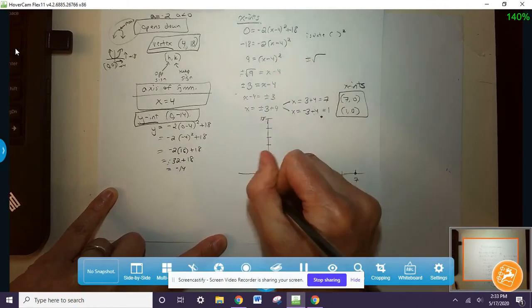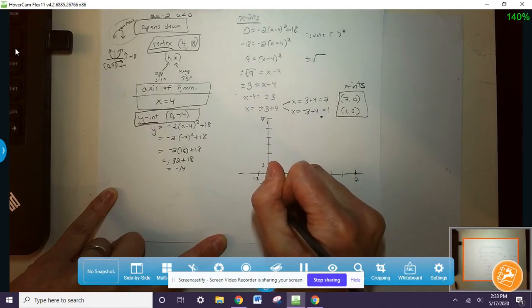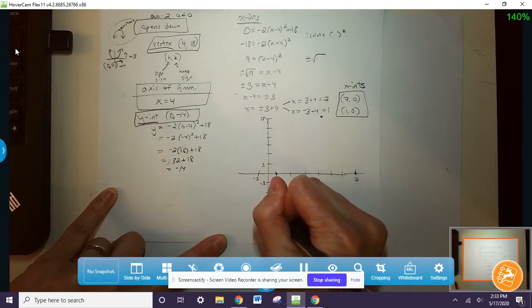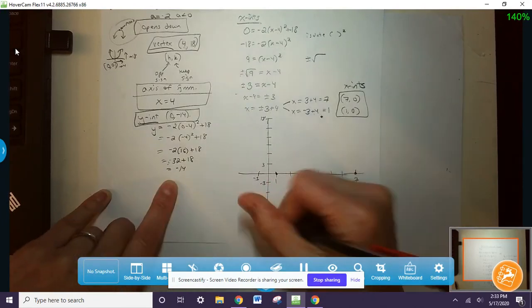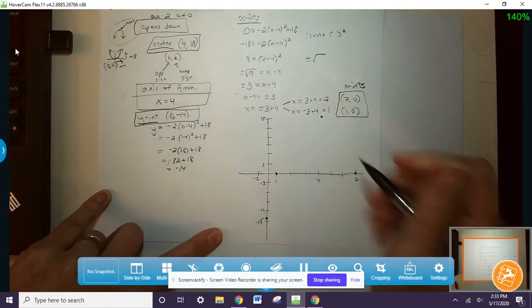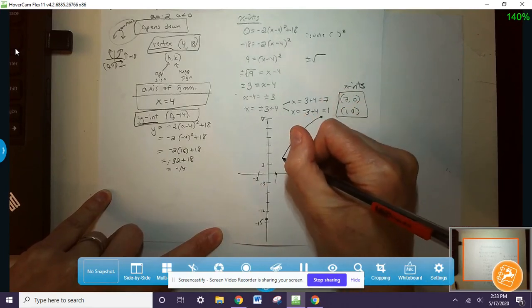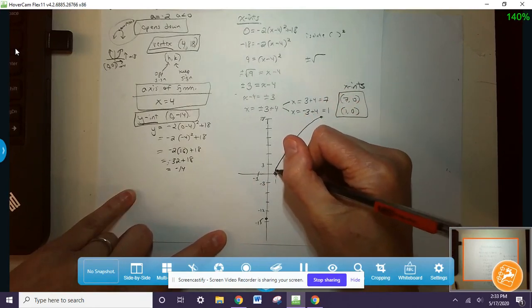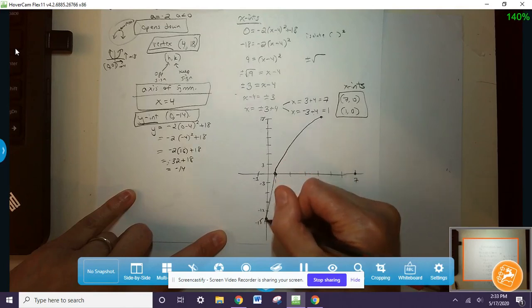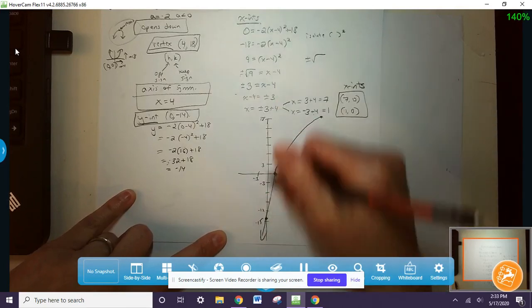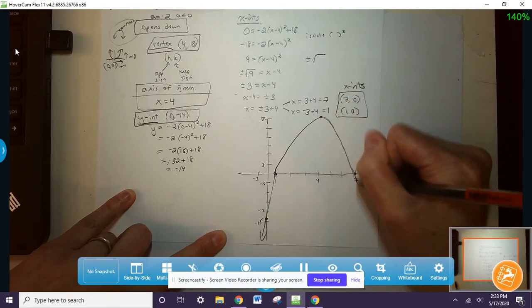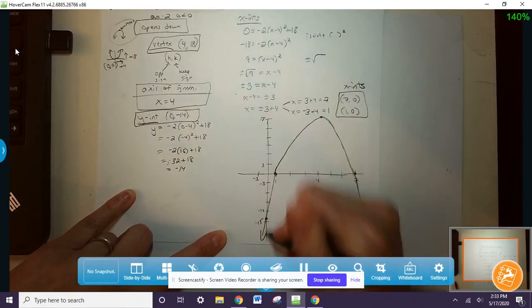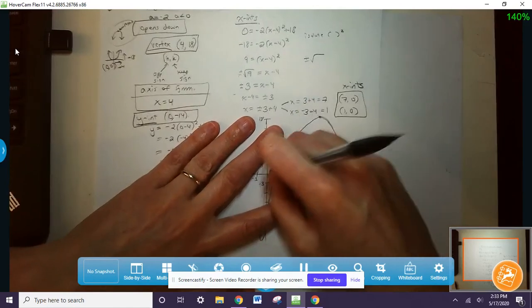So this is -3, -6, -9, -12, -15. I'll have to estimate my y-intercept at -14 right there. And then I'm going to make a U-shaped curve that opens down. Depending on what you used for your scale, if you used a scale of 5, your graph might look a little different than mine. It might look narrower, it might look wider. If you used a scale of 1 on the y-axis, your graph might look narrower than mine, and that's okay.